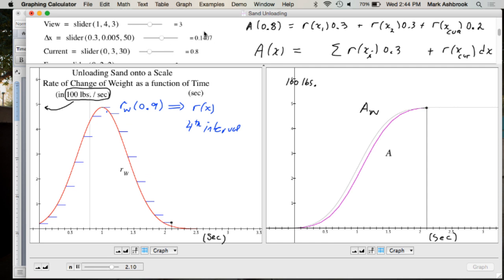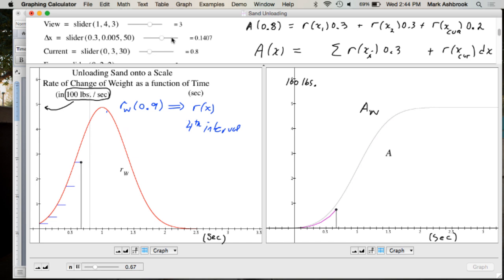So here's 0.1. Notice all those little blue steps. Now the interval width is 0.1. Those little blue steps are doing a better job reproducing R sub W, the red one. And then look at the resulting net accumulation. It's getting pretty close.